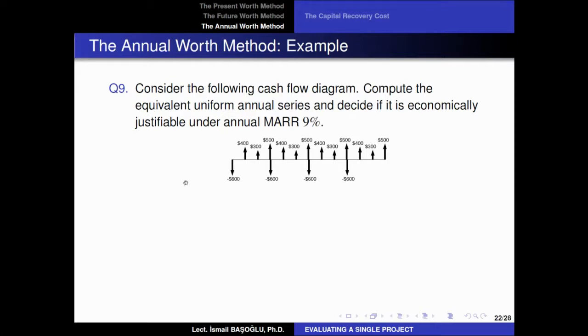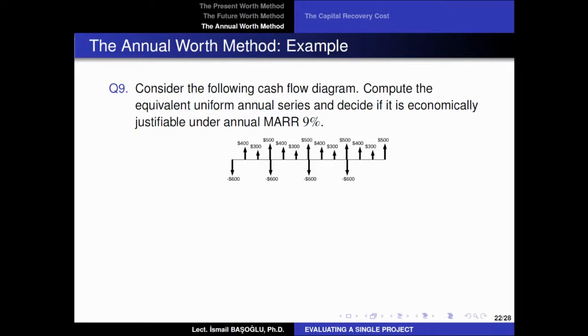Then again, we have a negative cash flow of $600. And repeatedly, we have 3 positive cash flows. And in the end of the third period, once again, we have a negative cash flow. Actually, starting from time 0, in the end of the third, 6th, and 9th periods, we have negative cash flows of minus $600. And then we have a repeating periodic behavior of these cash flows in the end of every first, second, and third period, so on and so forth.